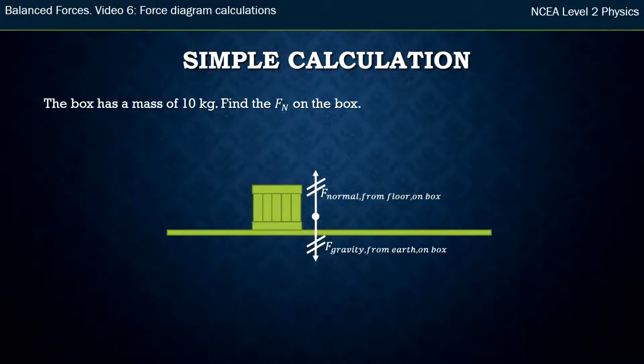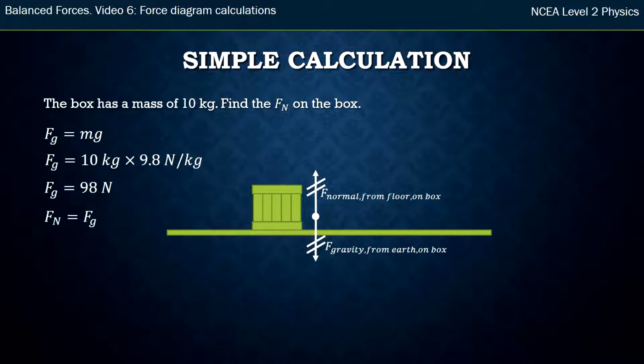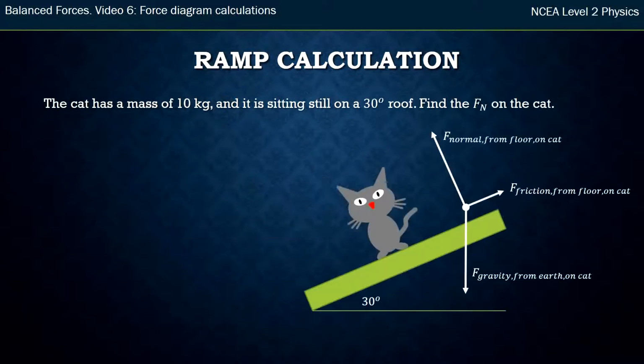So let's just say we've got a box sitting on the ground. It has a mass of 10 kg and I want to find the normal force of that box. What I can calculate is the gravity force. The formula for that is mass times the gravitational field strength. So a mass of 10 kg times 9.8 newtons for every kg gives me 98 newtons. Now I know the normal force, according to my force diagram, is the same size as the gravity force. So therefore my normal force is also 98 newtons. That's a very simple calculation.